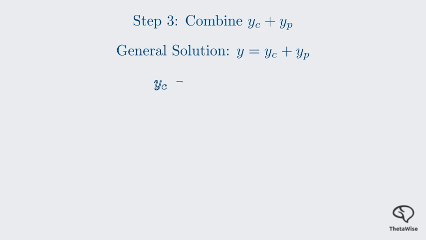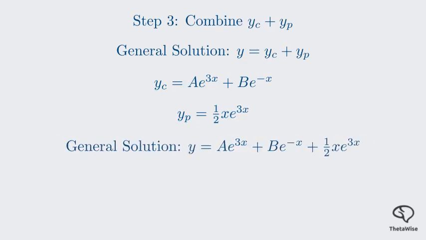We found the complementary function y_c to be ae to the 3x plus be to the negative x. And we found the particular solution y_p to be 1/2 xe to the 3x. Now we just add them together. The general solution is y equals ae to the 3x plus be to the negative x plus 1/2 xe to the 3x. This is our final answer. It is a general solution because it contains two arbitrary constants, a and b. So we successfully found the general solution.